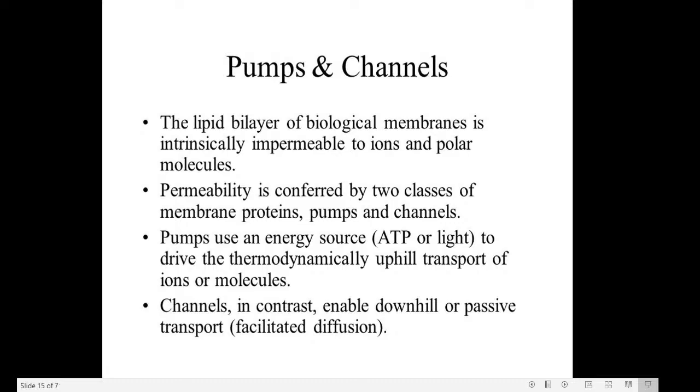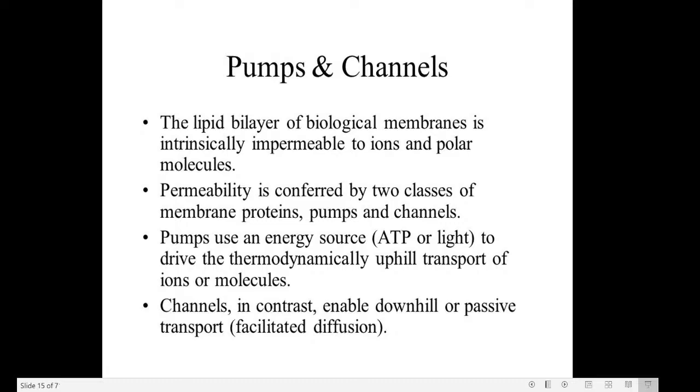Pumps use an energy source to become activated. A pump is one kind of protein, and it utilizes the source of ATP or light. It drives the thermodynamic energy for transporting ions and molecules. So please understand and remember it: pumps use light and ATP as the source, and are activated by the thermodynamic law to transport ions and molecules.